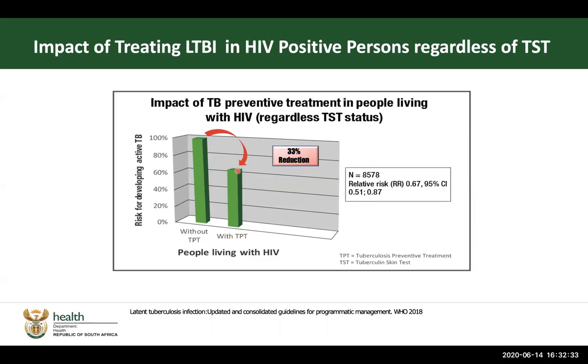So hence the current guidelines in South Africa recommend that we should provide TB preventative therapy irrespective of the TST results for our high-risk populations, specifically looking at people living with HIV and AIDS.